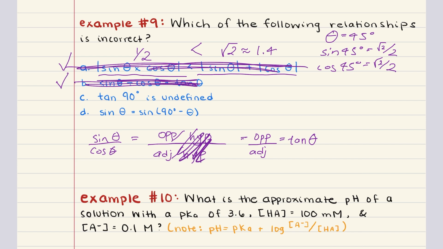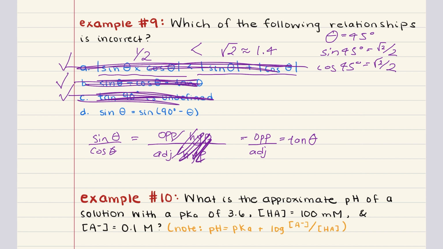C is pretty simple. It says that tangent of 90 degrees is undefined, and this is absolutely correct. This is correct because at 90 degrees, sine 90 is equal to 1, cosine 90 is equal to 0, and we just said that sine theta divided by cosine theta is equal to tangent theta, but the division by 0 is undefined, so it makes sense to say that tangent of 90 degrees cannot be calculated. So C is also a correct statement, and we can go ahead and eliminate it.